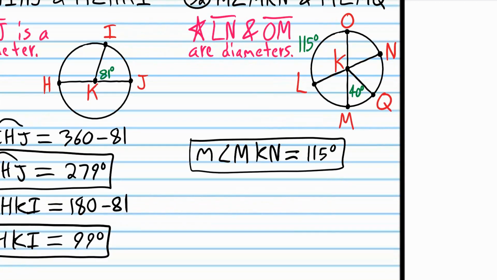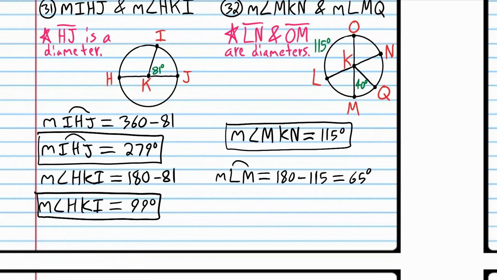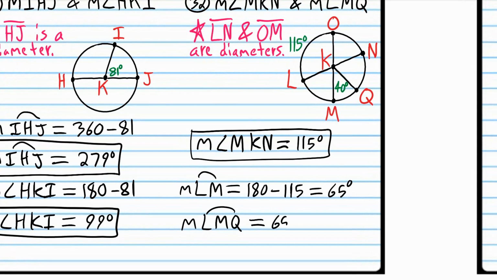So LM, the measure of LM, is equal to 180 minus 115, which equals 65 degrees. And then the measure of LMQ is just 65 degrees plus 40 degrees, which equals 105 degrees. So the measure of LMQ is equal to 105 degrees.